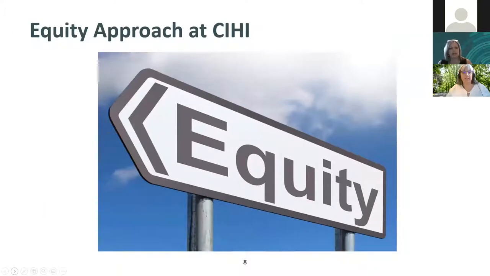So in the next few slides, I'm going to provide an overview of what CIHI is doing as it relates to this equity work. And you will see the term equity used a lot in CIHI products. This is because CIHI's goal is to advance health equity. Next slide.